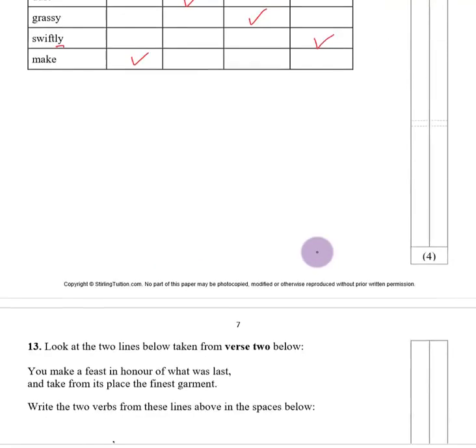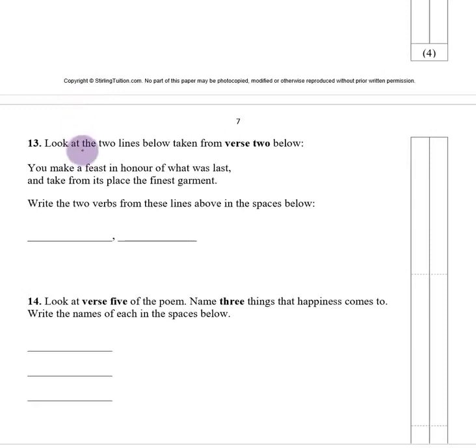Okay. Number 13. Look at the 2 lines below taken from verse 2. You make a feast in honour of what was lost, and take from its place the finest garment. So write the 2 verbs from the lines above in the spaces below.